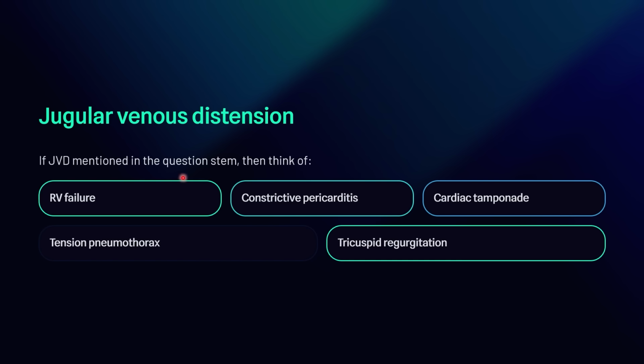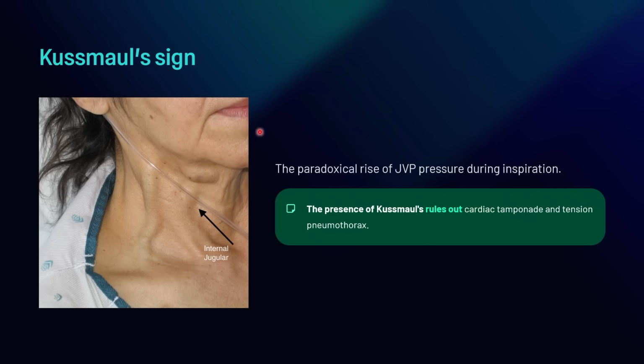If JVD is mentioned in the question stem, think of RV failure, constrictive pericarditis, cardiac tamponade, tricuspid regurgitation, and tension pneumothorax. Pay attention to constrictive pericarditis and cardiac tamponade. Kussmaul sign is high yield as well. It's the paradoxical rise of JVP during inspiration.